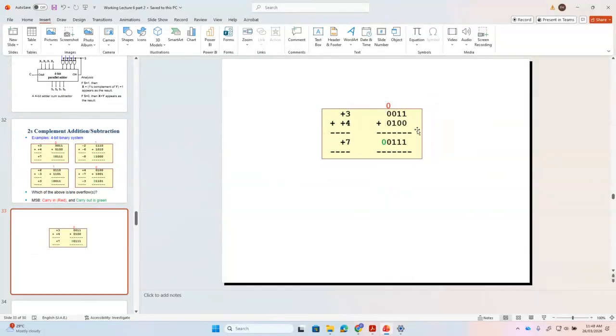Okay. Now can you see here? This is the first stage, the second stage, the third stage, the fourth stage. Okay. Can you see here? Now we have different carry-ins. So this is actually now.